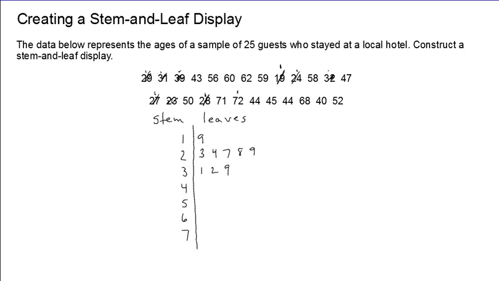So now I'm going to do my data in the 40s. I've got a 43 and a 47, a 44, a 45, another 44, and a 40. Starting with the 40, I'm going to put a 0 right here. Then I've got a 43. And then I've got a pair of 44s, so please include both 4s because that gives you an idea of the frequency. Then I've got a 45, and I think my last one was a 47.